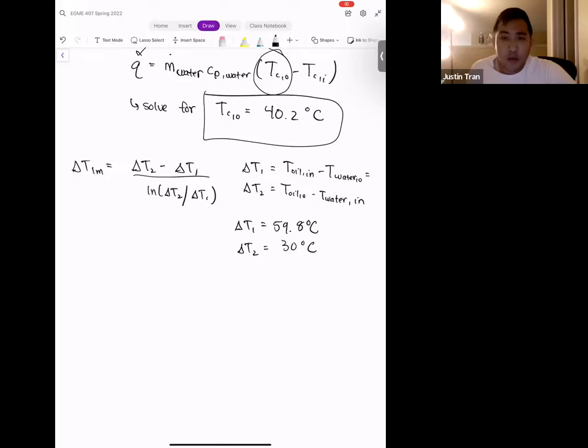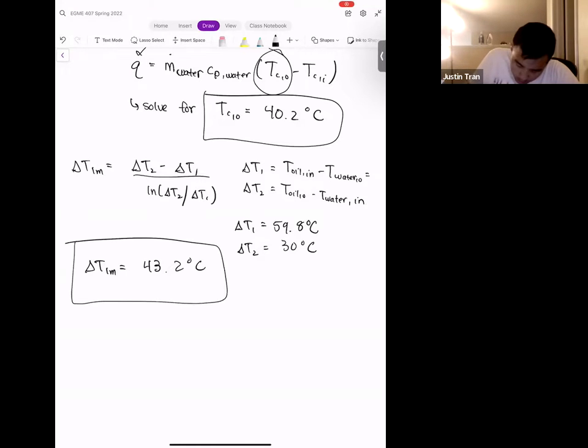I might have swapped these on accident. Let's see. Oh no, they're right. Okay. And so we go ahead and plug that in, and we get delta T_LM is 43.2 degrees C. So that's the log mean temperature difference between the two fluids. And so on average, between the two fluids, we have a temperature difference of about 43.2.